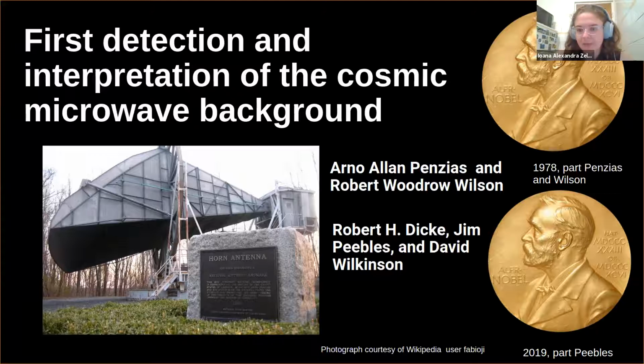Arno Penzias and Robert Wilson were given a Nobel Prize for this discovery in 1978. And Jim, I think it might be Peebles, I don't want to mispronounce, I think I'm mispronouncing his name, was also given a Nobel Prize in 2019 for a variety of theoretical cosmology contributions, and this one included as well.